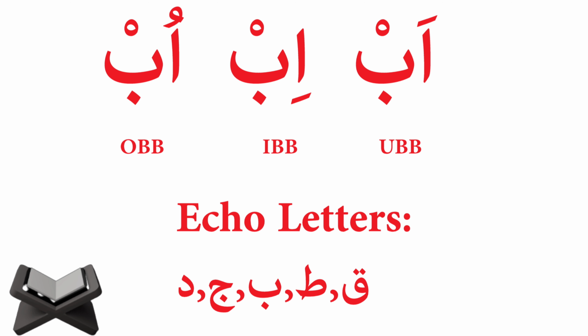In this case, we have Ba. Ba is one of the equal letters. There are a total of 5 equal letters in the Arabic language: Qaf, Ta, Ba, Jim, and Dal. In this case, we have to pronounce it like ab, ib, ub.